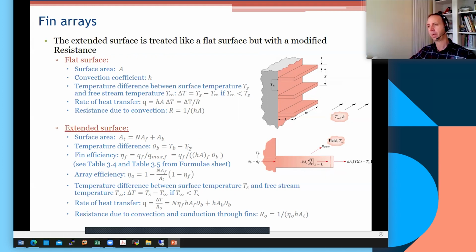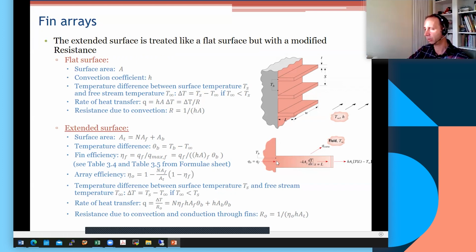at the base, minus T infinity. The fin efficiency is defined as the heat flow through a single fin divided by the maximum possible heat flow through the fin. And to make this very clear, what is the maximum heat that the fin can effect? It's the heat transfer from the fin that could be achieved if all of the fin was at the temperature of the base, right? You have a resistance to heat transfer through the fin because of conduction.